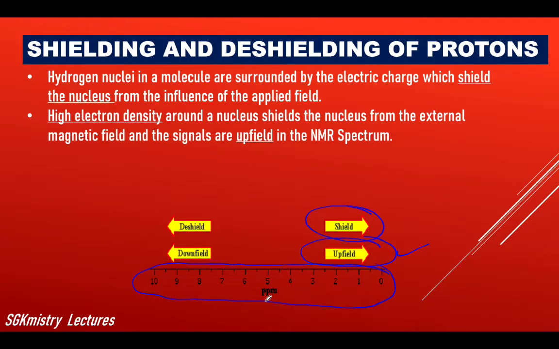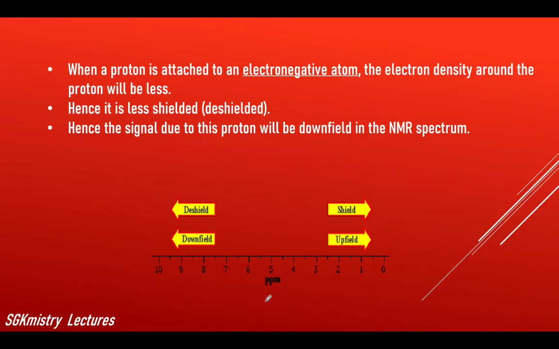So now, this is what is meant by shielding. What is the reverse of this shielding? Suppose there is an electronegative atom connected to this hydrogen. Electronegativity is nothing but the ability of an atom to pull the shared pair of electrons towards itself. So if the electronegative atom is connected to the proton, it will pull the shared pair of electrons towards itself, and because of this, the overall electron density around hydrogen will be comparatively less.